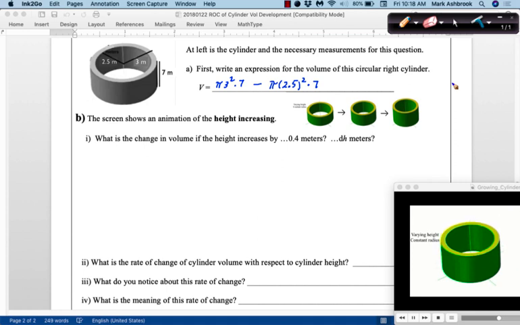Okay, so what would it mean now if I want to find the change in volume if the height increased by 0.4 meters? So now that's a change in volume if the height increases by 0.4 meters. So how can I represent change in volume? What should I write for change in volume? A symbol.